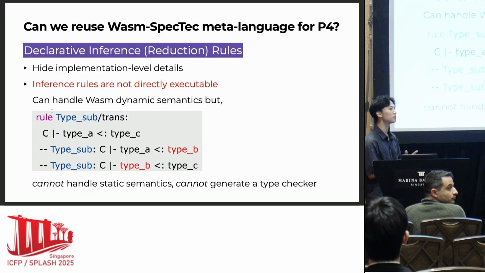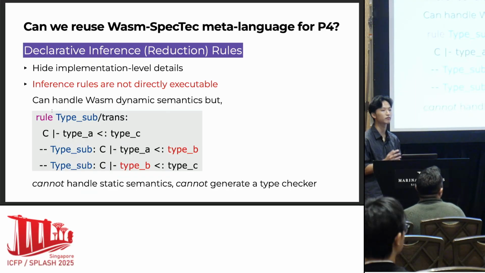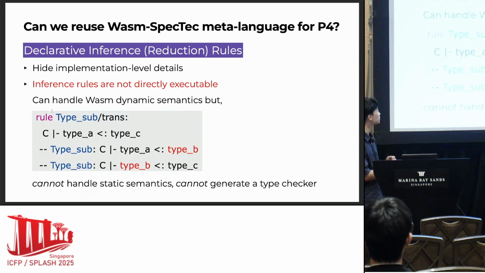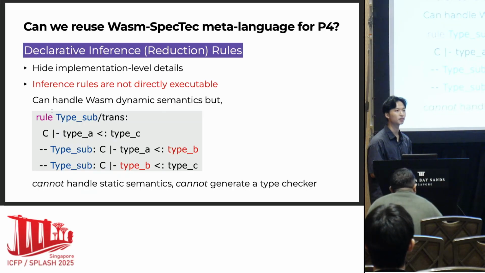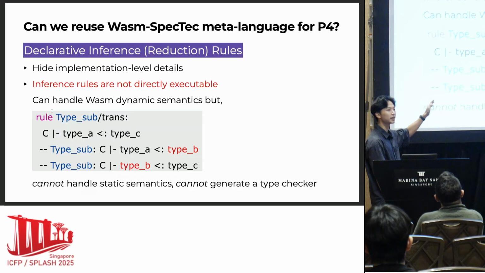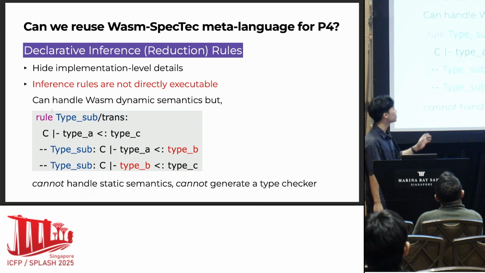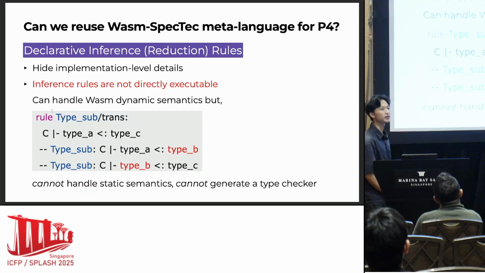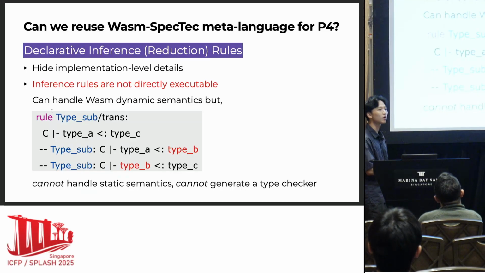Wasm-SpecTec partly solved this problem by assuming a shared format between the declarative reduction rules. However, it fails to handle the static semantics to automatically derive the type checker. Take this transitivity rule, for example. To claim that type A is a subtype of type C, we have to somehow find the intermediate type B. However, this inference rule by itself does not lay out the clue of how to compute the value of type B. So type B is existential here. And because of this, although the Wasm static semantics is already mechanized in Wasm-SpecTec, Wasm-SpecTec fails to generate a type checker from this.